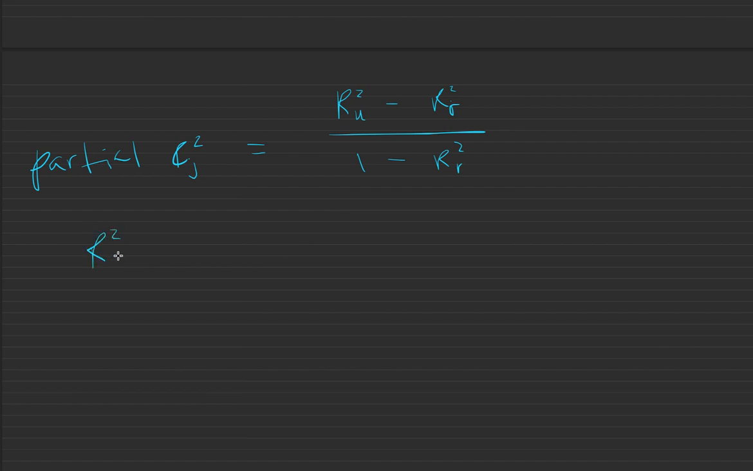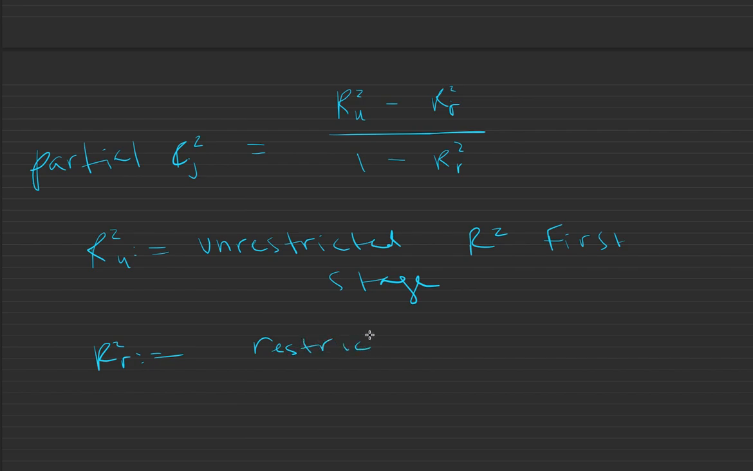So again, R squared U is the unrestricted R squared from the first stage, and the R squared R is the restricted R squared from the first stage, where the restriction is given by the null hypothesis that pi j is equal to 0 for j equals 1, 2, and 3. This null hypothesis would be tested for each instrument individually.